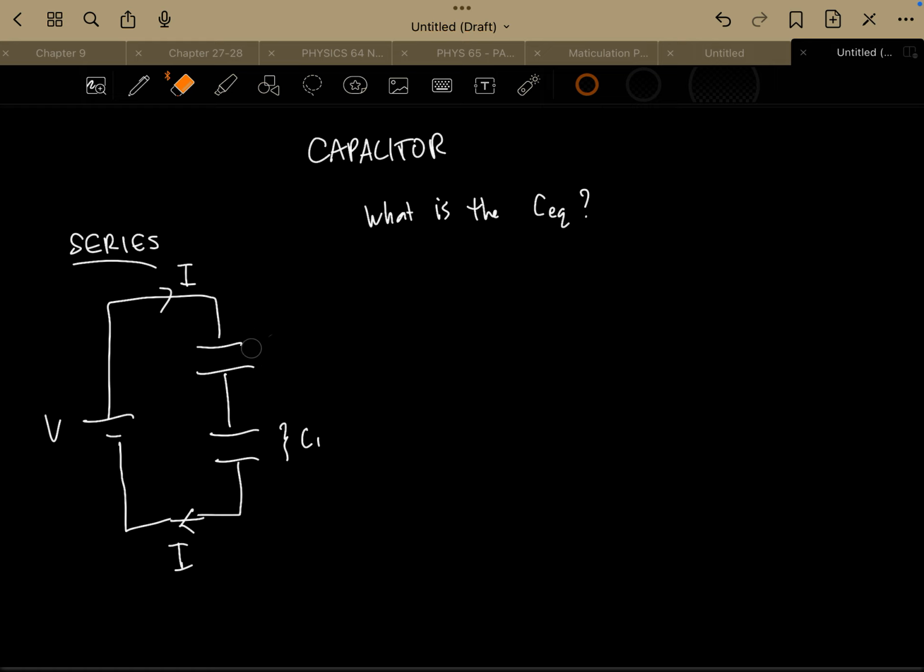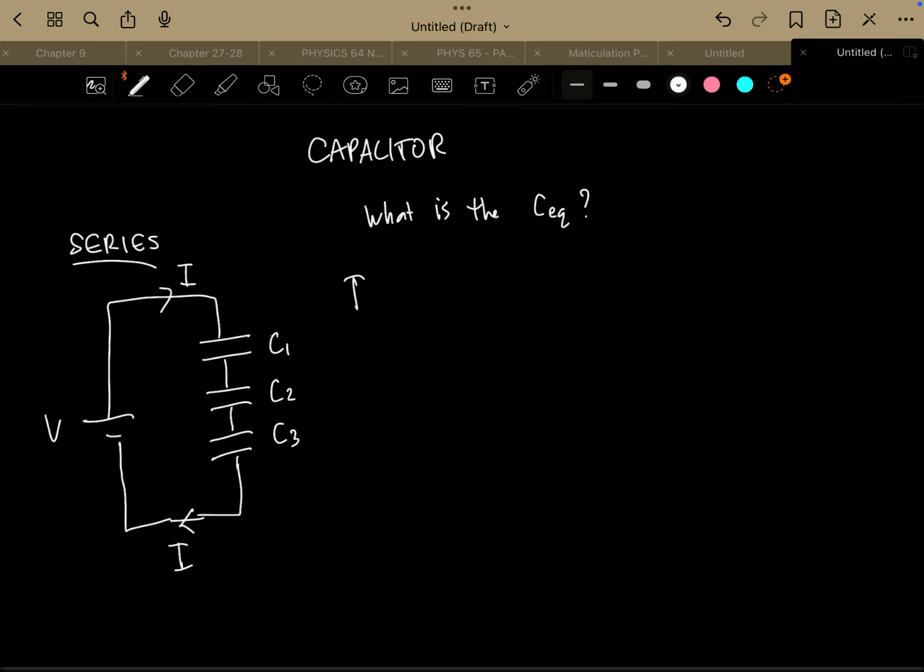Maybe I should draw a little bit more here. Let's draw 3 capacitors. So this is C1, C2, C3. If I ask you, what is the total current here? Atau the effective, not the effective current, but the current flowing in C1, C2, C3. The answer is, it's going to be the same, right?